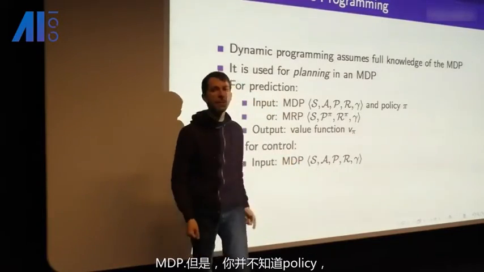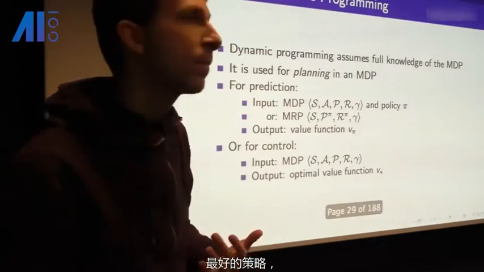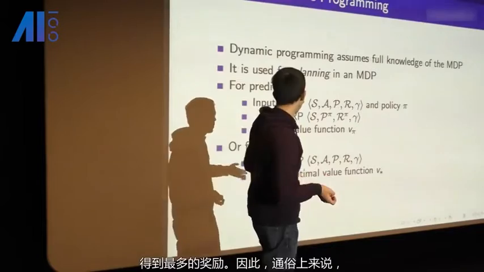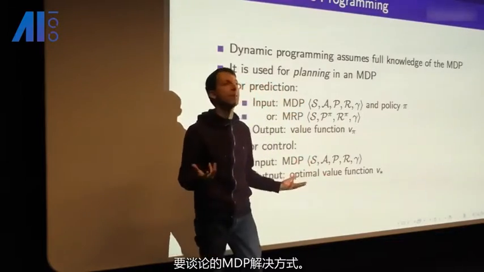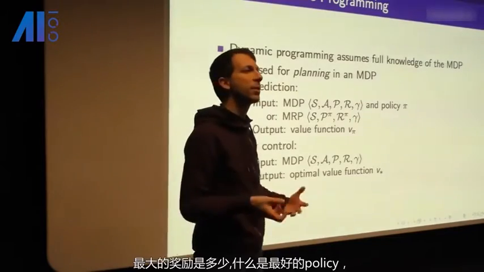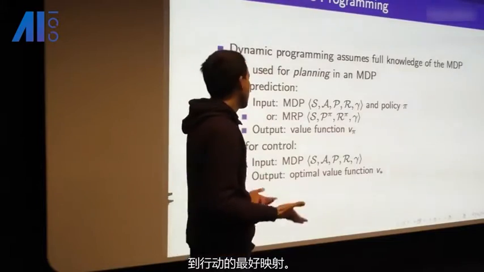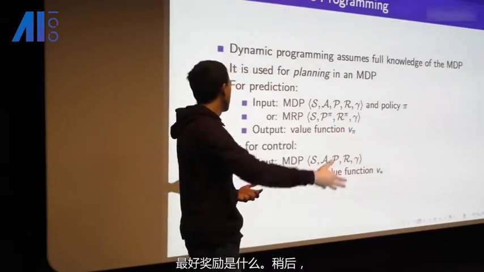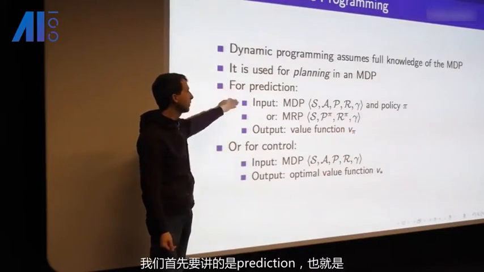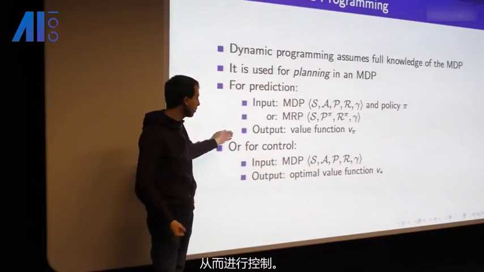So someone gives us an MDP, but now, instead of giving us a policy, what they want to know is the best policy. They want to know, amongst all different policies, what's the most reward that can be achieved in this MDP. Informally, this is what we think of when we think about solving an MDP. What's the best possible policy, the best mapping from states to actions that is going to achieve the most long-term reward in this MDP? That's the problem we're going to address later on. So we'll start with prediction, figuring out how much reward you'll get under a given policy, and then we'll use that as an inner loop to do control.